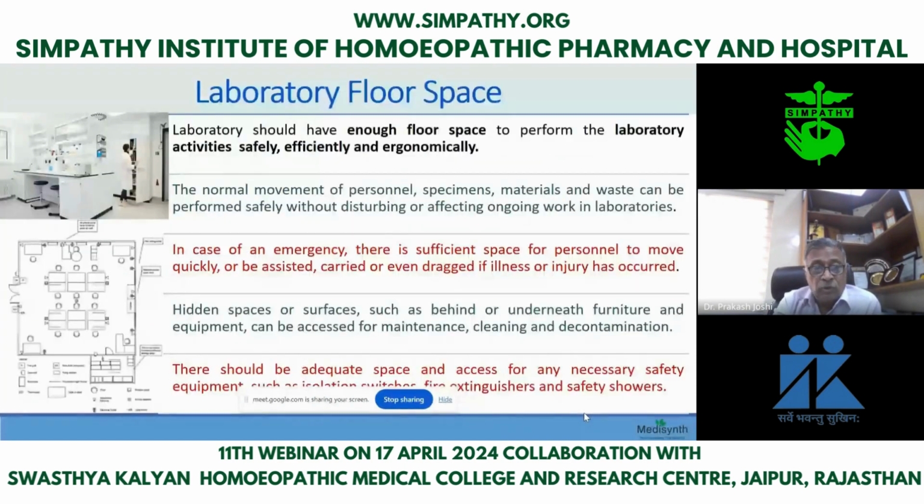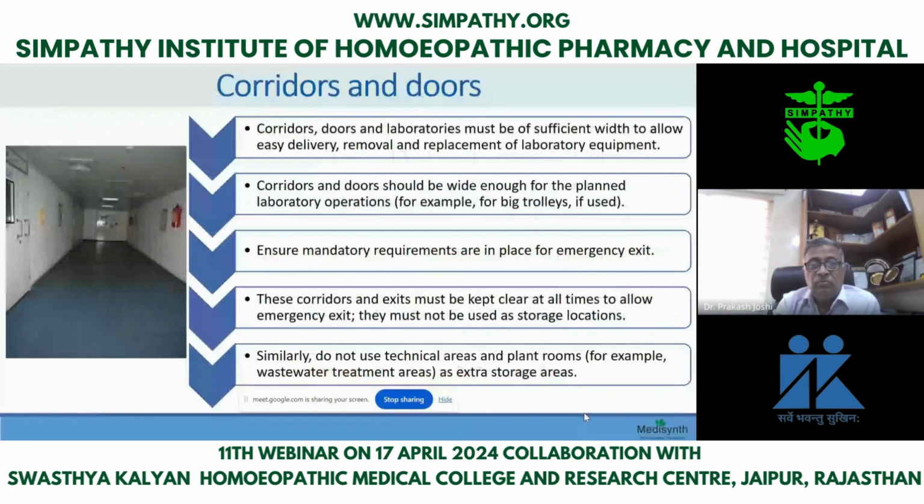Then laboratory floor space, as I told you, it should be very clean, and there should not be any material. If it falls, corrosion should not take place. This is again the doors and the other things, how it should be. You can see on this slide. If it is better, it is always mandatory.